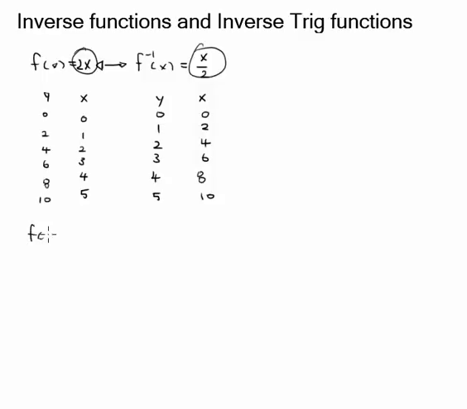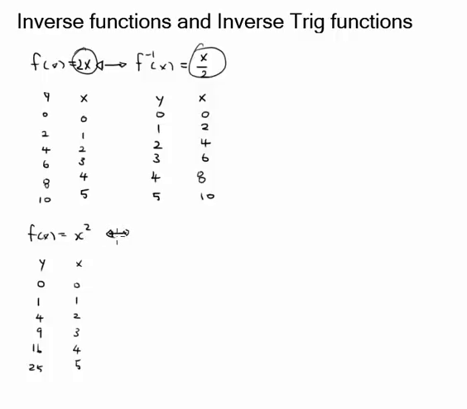Now, take for example f of x is equal to x squared. What's the inverse function of this one? Think about it. When x values are 0, 1, 2, 3, 4, 5, what are the y values? 0 squared is 0, 1 squared is 1, 2 squared is 4, 3 squared is 9, 4 squared is 16, and 5 squared is 25. Well, what is the inverse function of this one?